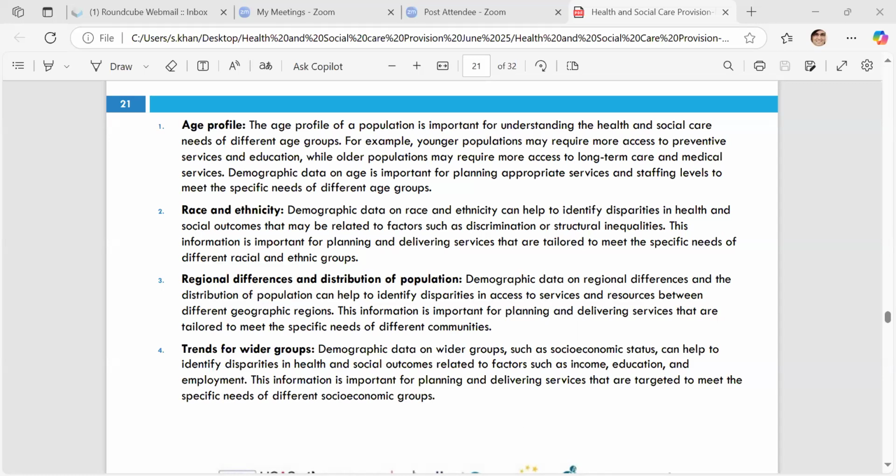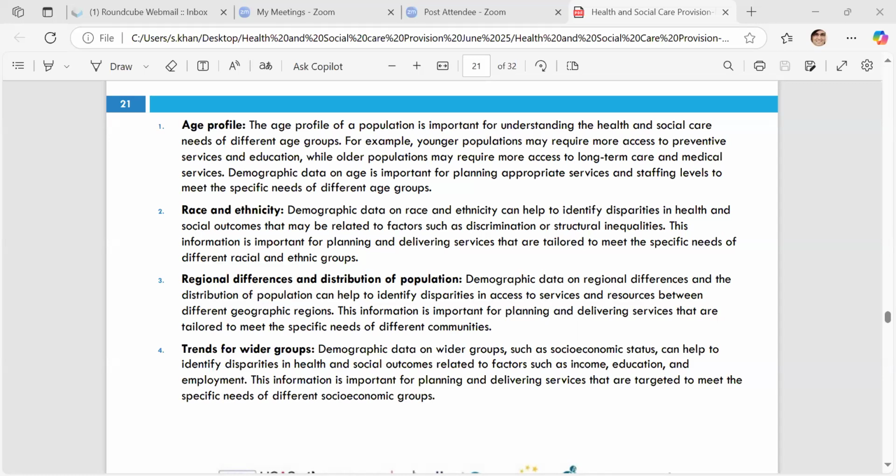You've got race and ethnicity, and this is to identify any sort of disparities, as we said earlier on, in regards to any sort of data to improve cultural areas. It may relate to discrimination and inequalities, and it's important to plan services that are tailored to meet the needs of people from different racial and ethnic groups.